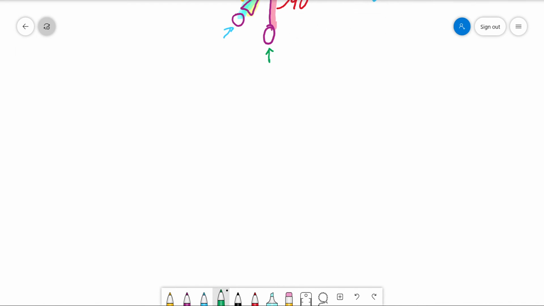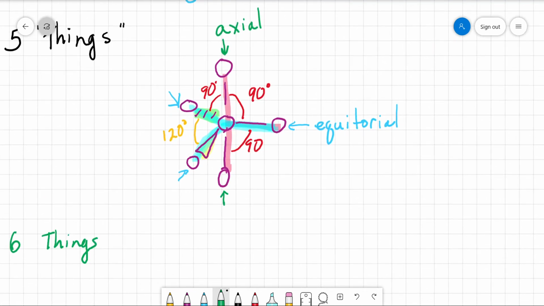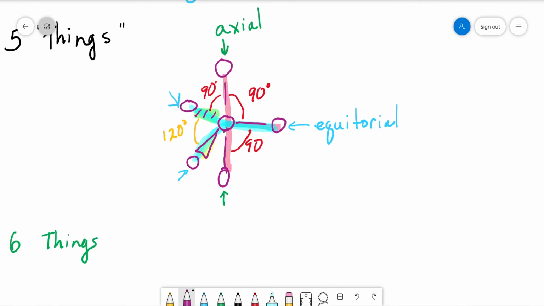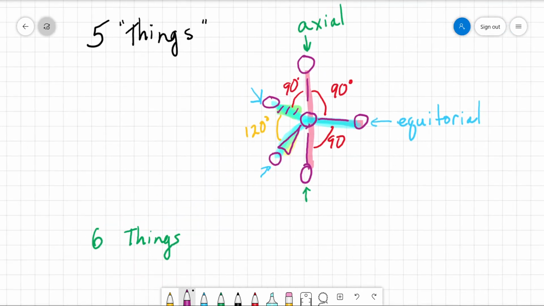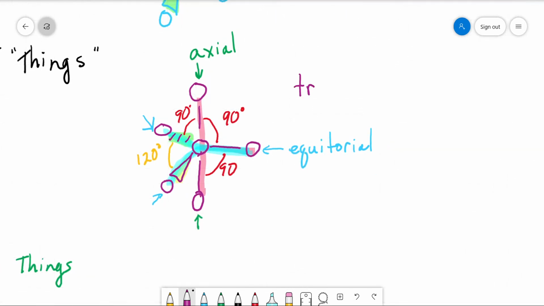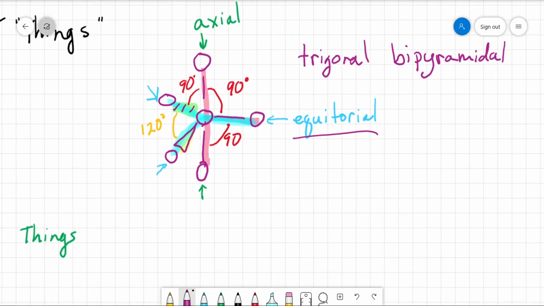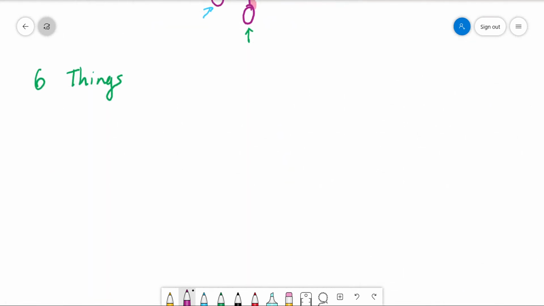All right, and last, six things. Oh my gosh, I forgot to tell you what that shape was, didn't I? Let's go back. That is trigonal bipyramidal. Trigonal, because we have those three equatorial positions, and that makes a triangle. And then there are two pyramids, one sticking up and one sticking down. Trigonal bipyramidal.